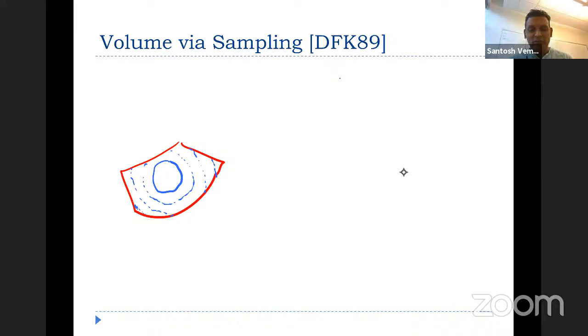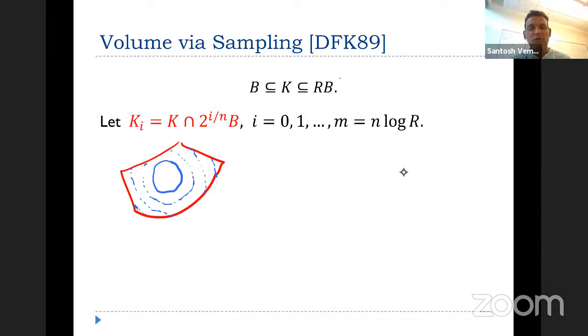Okay, so here's what Dyer, Frieze, and Kannan did. We want to estimate the volume of K, which is sandwiched like this. Let's not try to do it in one shot, like on the previous slide. Let's define a sequence of bodies, a sequence of balls, so that we will estimate in sequence the volumes of all of these, and eventually the last one will be the volume of the body we're interested in.